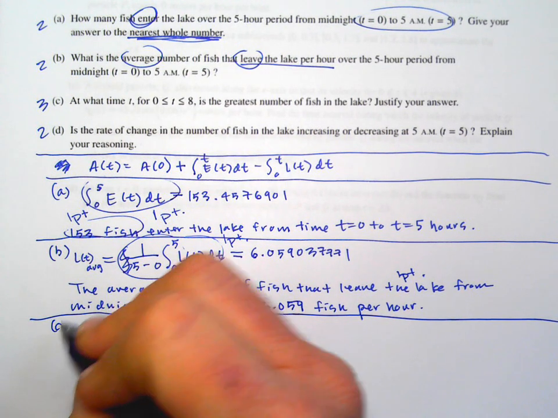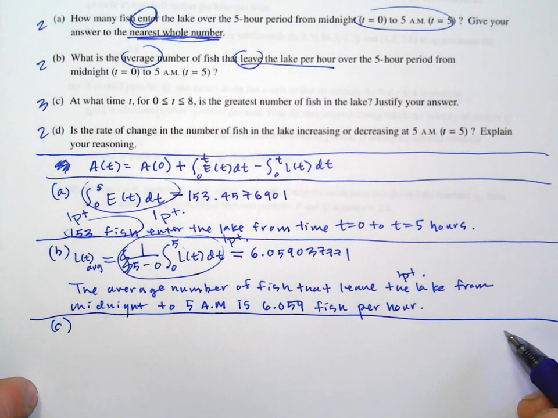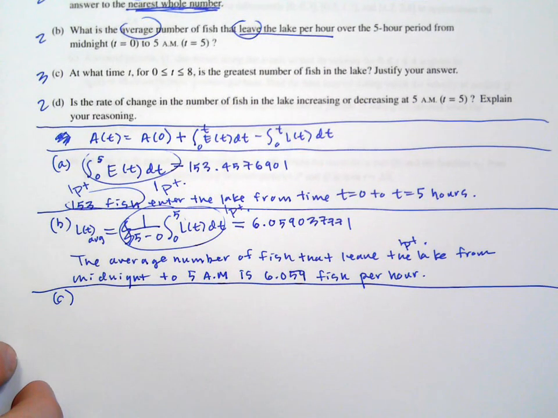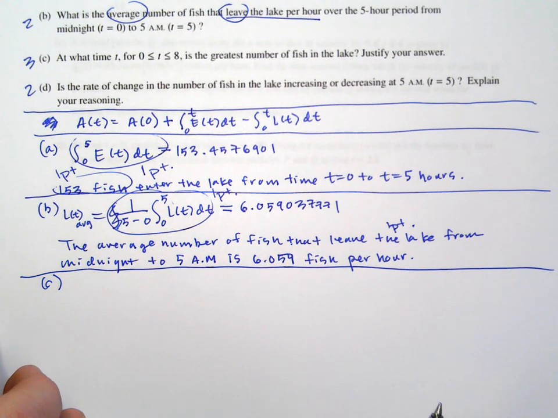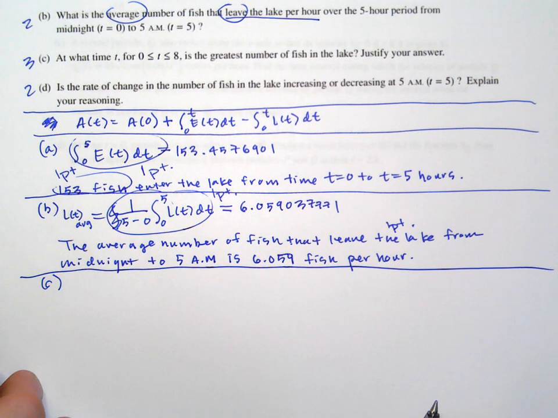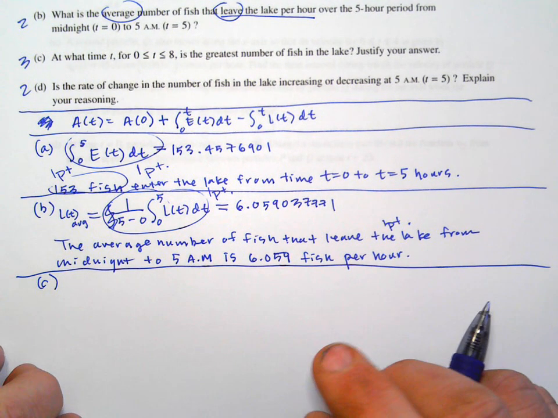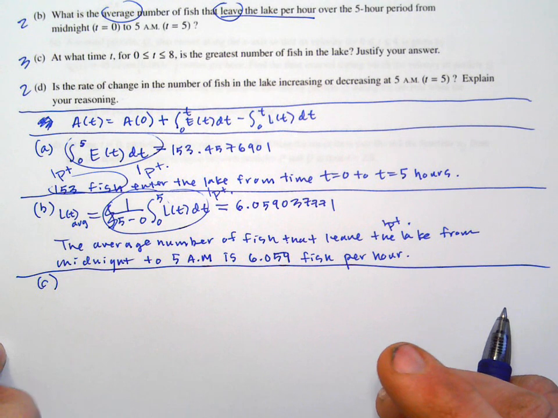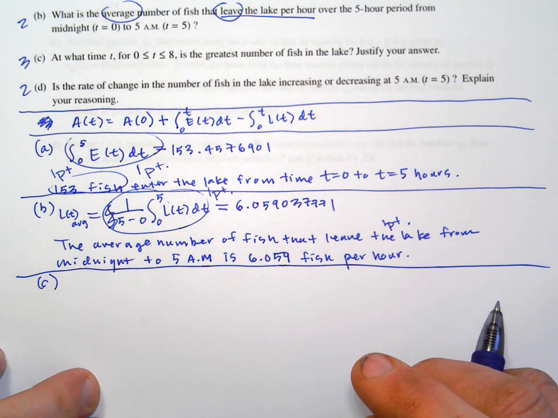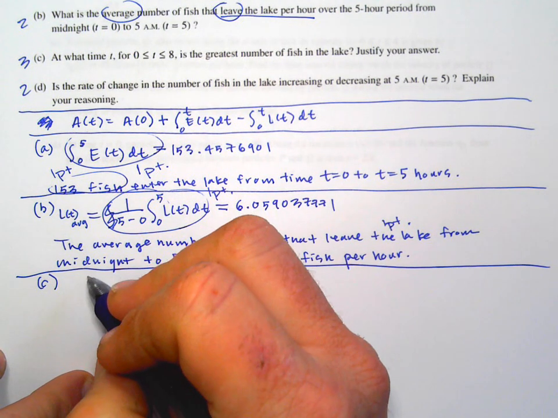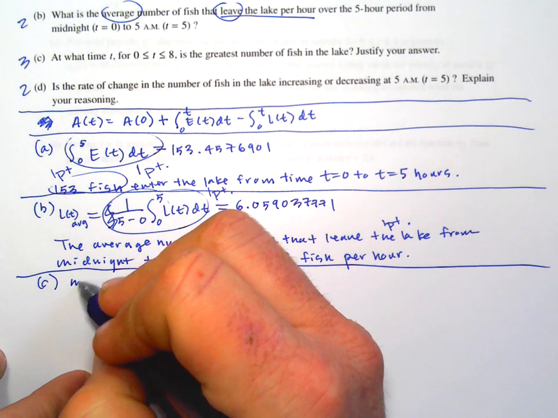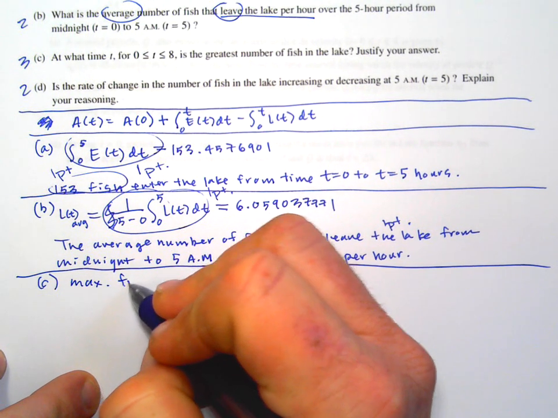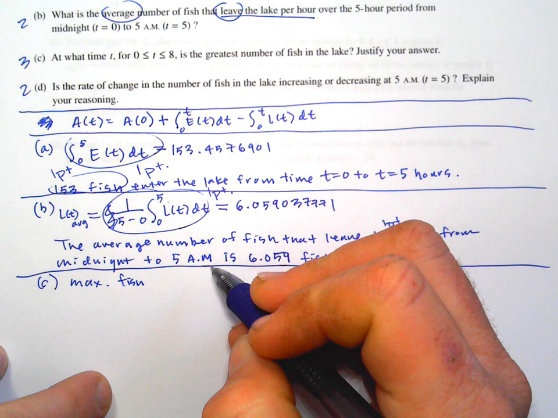Part C says, at what time from 0 to 8 is the greatest number of fish in the lake? Justify your answer. So as far as the rate model problem goes, part A was so predictable. Part C is very predictable. And so we're trying to find the greatest number of fish. We're trying to find max fish in the lake from 0 to 8.